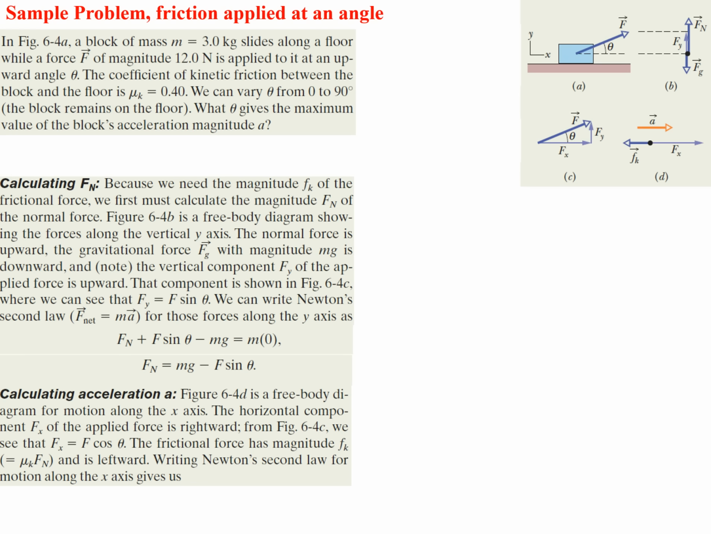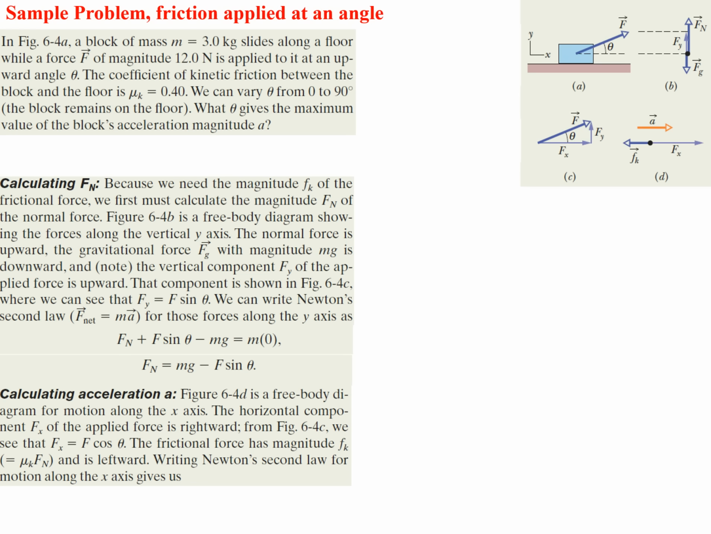So another example. In the figure, a block of mass m, which is 3 kilograms, slides along a floor while a force F of magnitude 12 newtons is applied to it at an upward angle theta. The coefficient of kinetic friction between the block and the floor is mu k equal to 0.4. Now we can vary theta from 0 to 90 degrees.